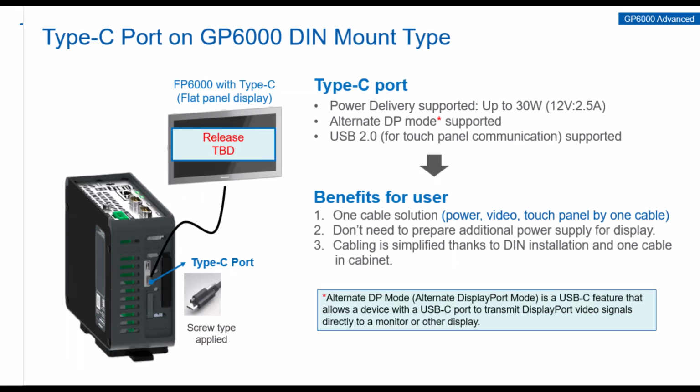Okay. Here's the Type-C port on the GP6000. This is what we were talking about, the advantage of the DIN rail type. When we release the FP6000s with Type-C, we'll have the ability to deliver power, video, and touch down one Type-C cable. Obviously that's the benefit to the user, and that's what that arrangement will look like.